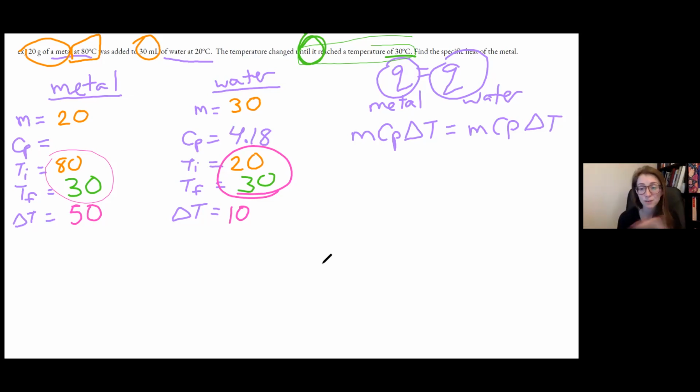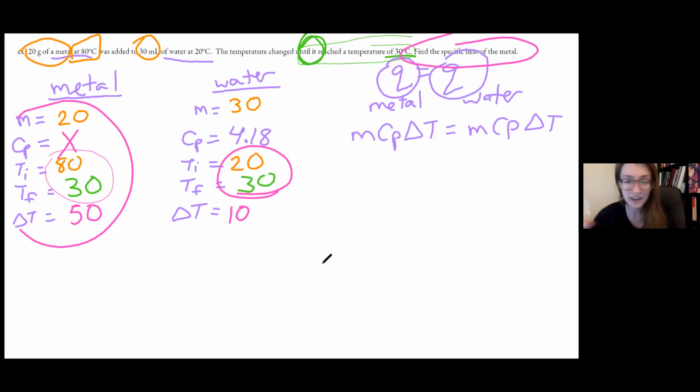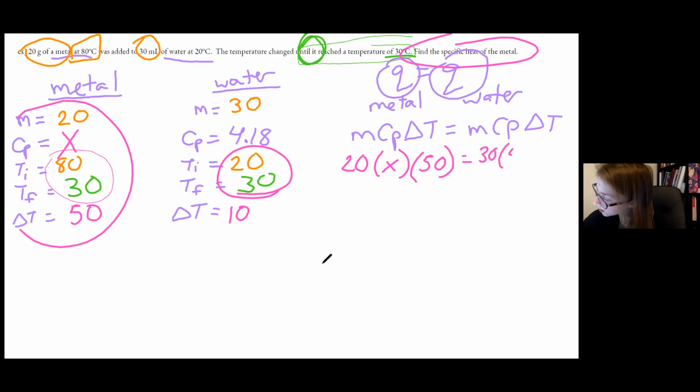Frankly, now that I have all this information, it's just plugging in and doing some annoying-ish algebra. Make one side the metal, one side the water, just so you stay organized. For the metal, we're looking for the CP. That's what it asked us to find, the specific heat. So that'll be our X. Our mass is 20. Our CP is what we're looking for. Make sure you just plug in the change of 50. Keep things nice and simple. For water, our mass was 30, our CP is 4.18, and our change was 10.